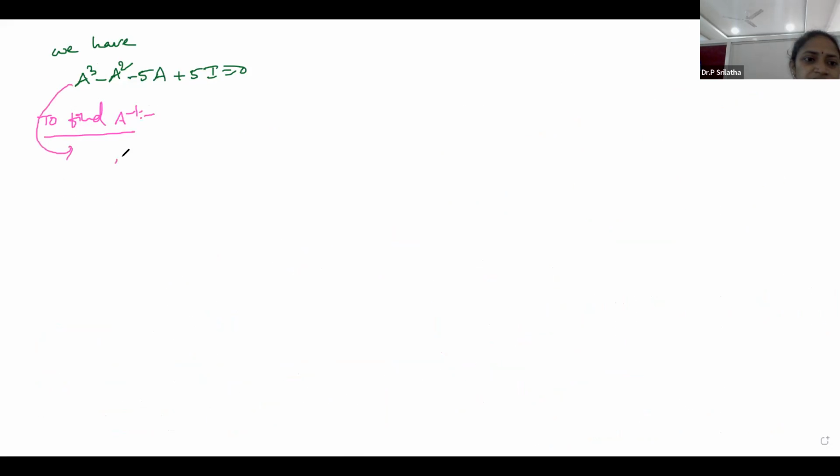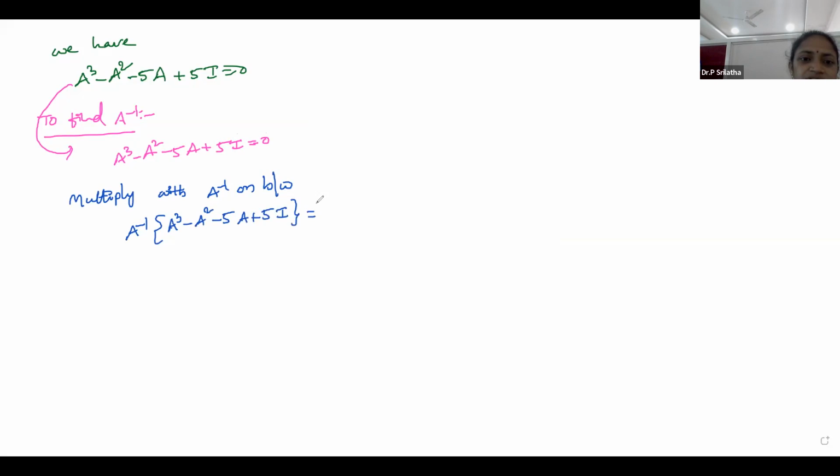First of all, you have to take this equation, that is A cube minus A square minus 5A plus 5I equal to 0. First multiply with A inverse on both sides. So that will be A inverse of (A cube minus A square minus 5A plus 5I) is equal to A inverse of 0, and A inverse of 0 is nothing but 0.